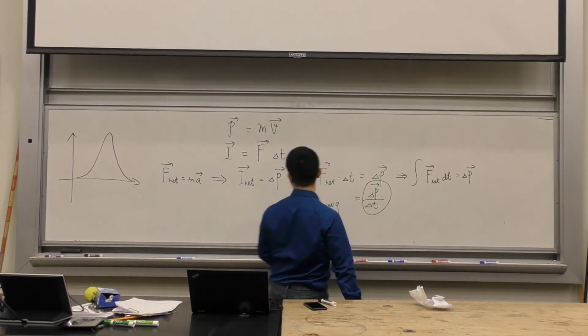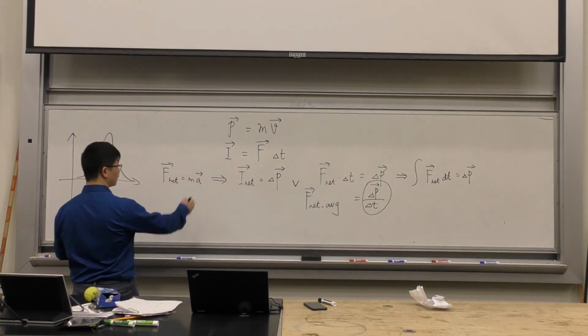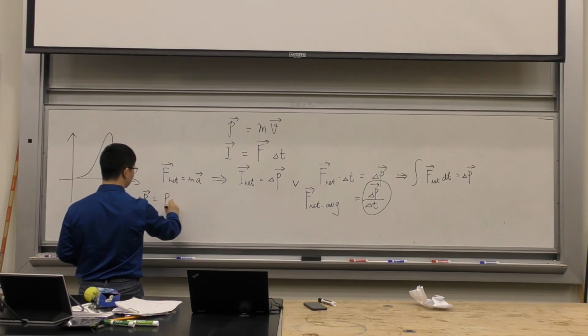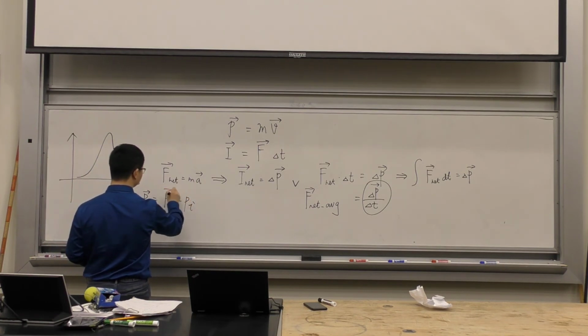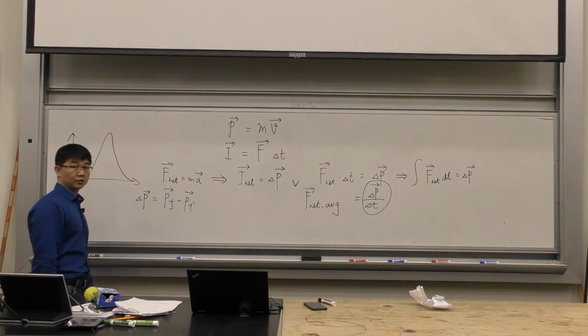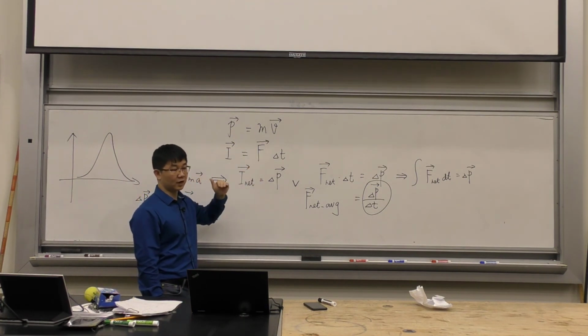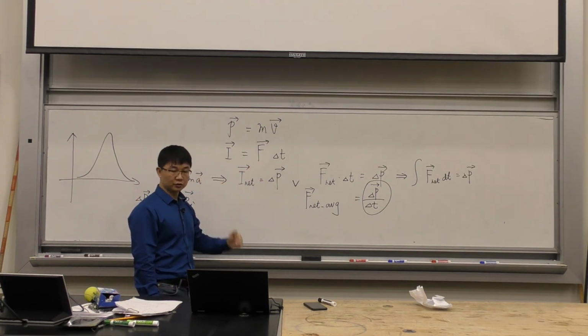How do I calculate changing momentum? Changing momentum also has a definition, right? If you want to calculate changing momentum, you just do final minus initial. How do I find the final and initial momentum? Use the mass. The mass is the same. You just need to find the final speed and the initial speed.